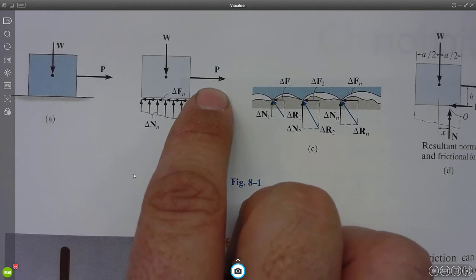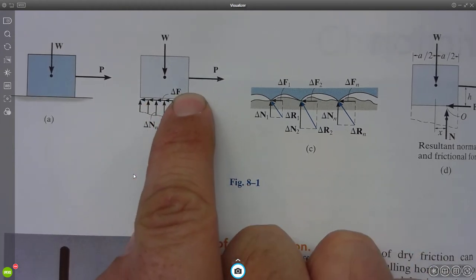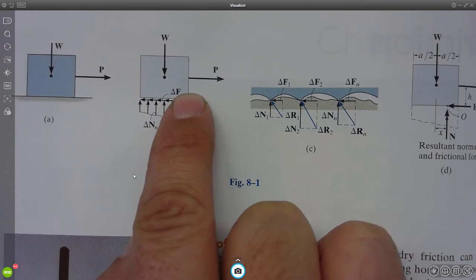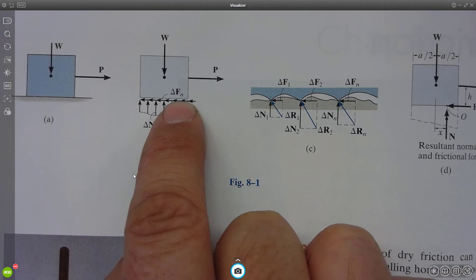10 pounds? 10 pounds, right? So that means that it's exactly what it is, up until a point where all of a sudden it breaks free. Let's say that's at 20 pounds. I'm pulling on it with 20 pounds, and it starts to move. Okay? What has happened is that I have overcome this force of static friction.